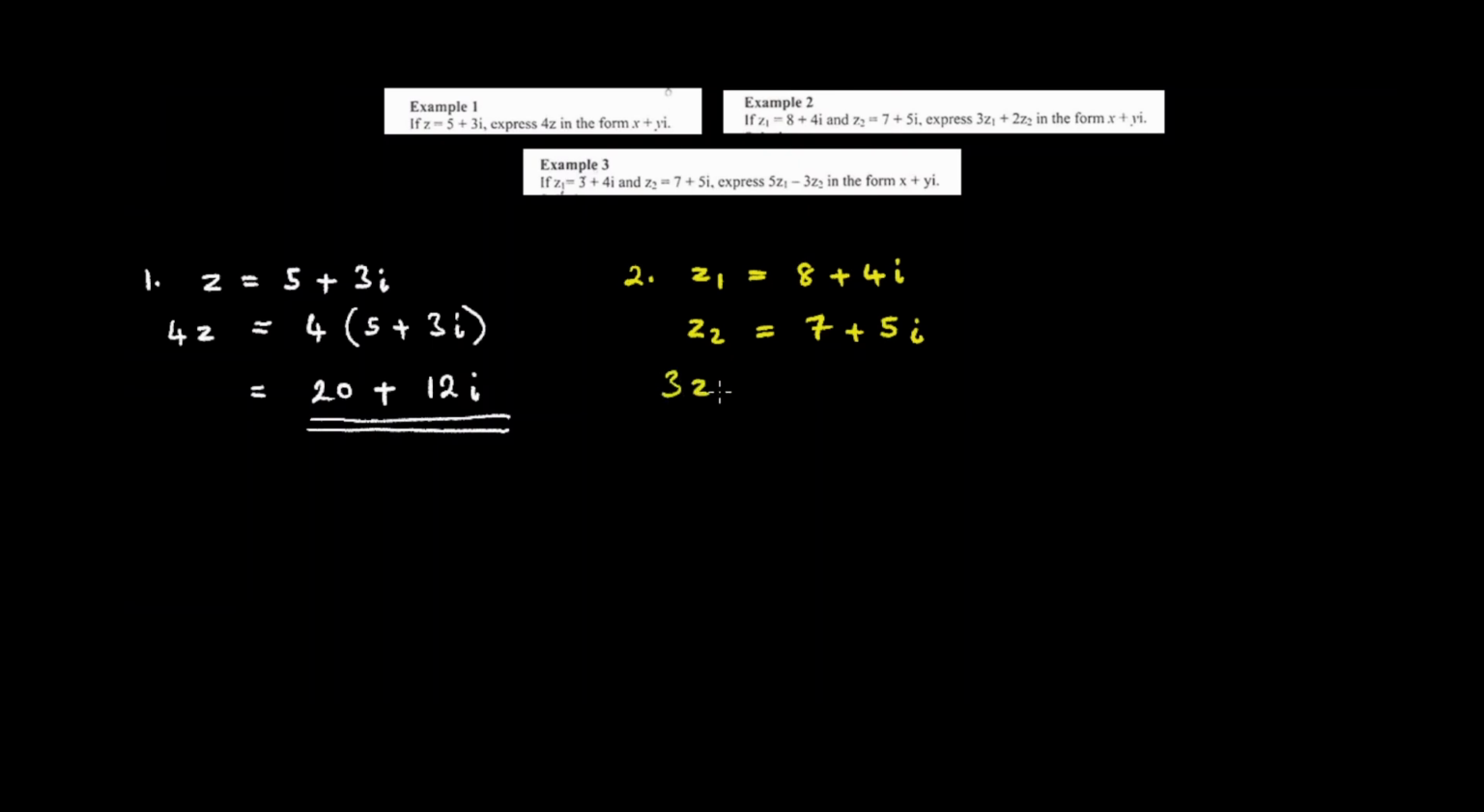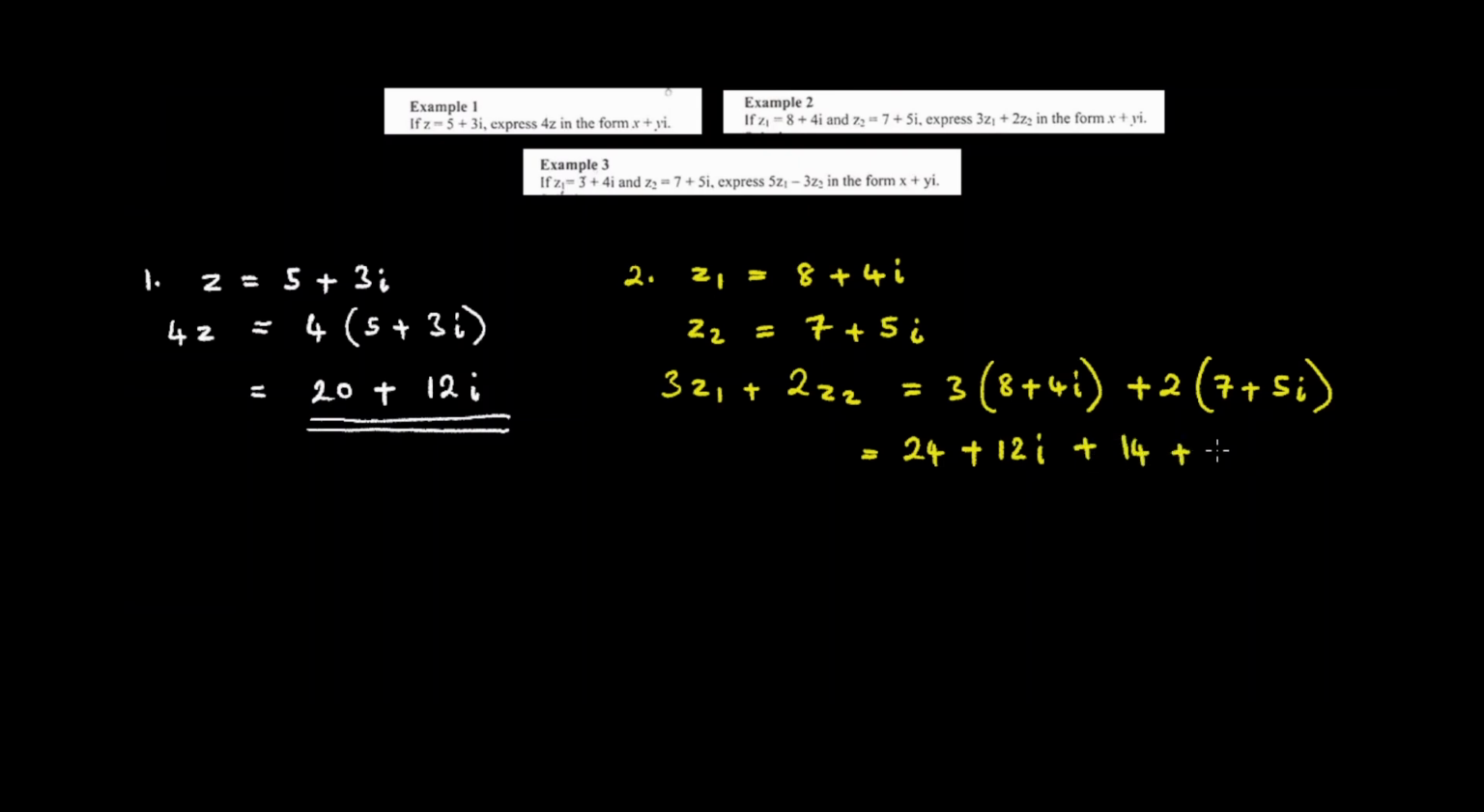We are to express 3z1 plus 2z2, which of course is going to be equal to 3 multiplying z1, which is 8 plus 4i, plus 2 multiplying z2, which is 7 plus 5i. So this is equal to 8, 16, 24. What is 3 times 4i? 4, 8, 12. So it's plus 12i, plus 2 times 7, 14, plus 2 times 5i, that's 10i.